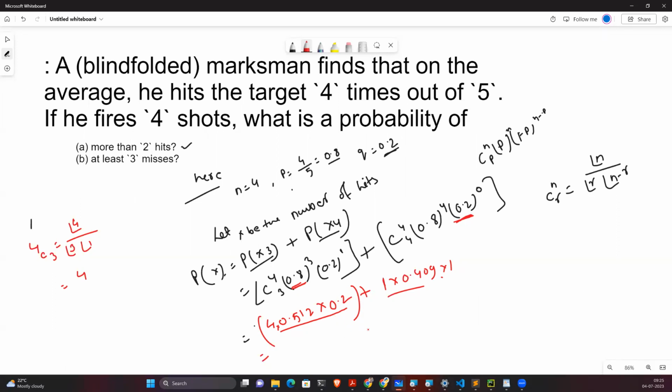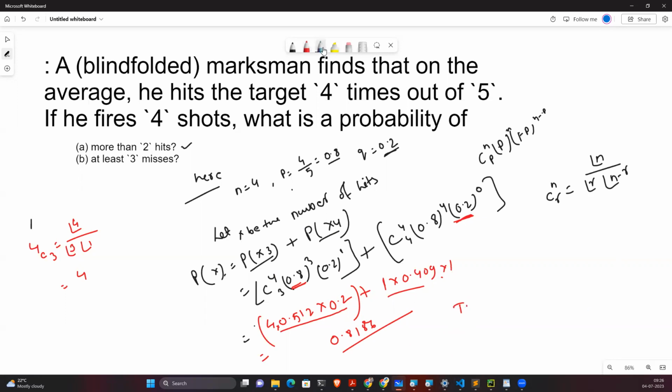0.81886. Overall, the overall answer is 0.8186. Okay. So now what we understood: if the question is more than 2 hits, you should not write the answer like this. The answer should be the probability.